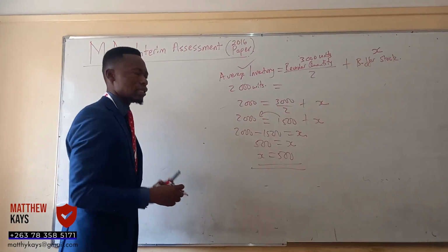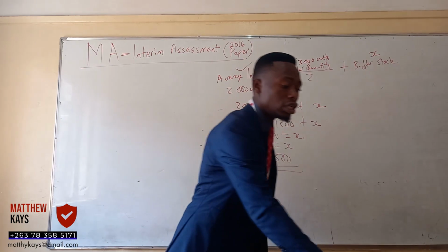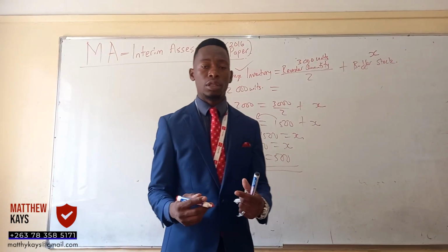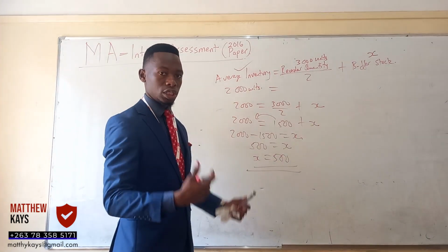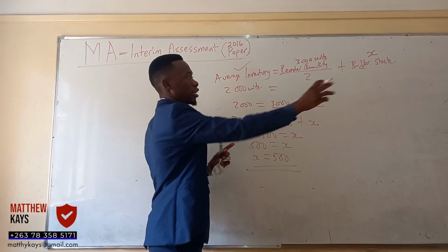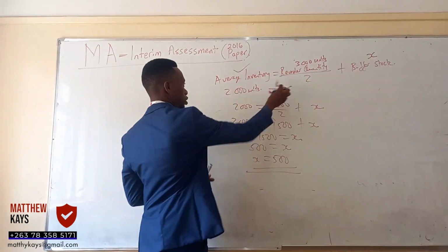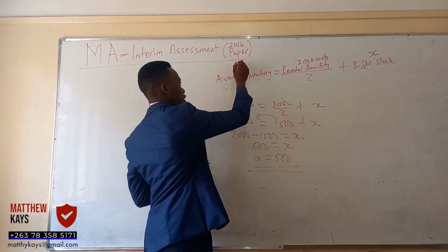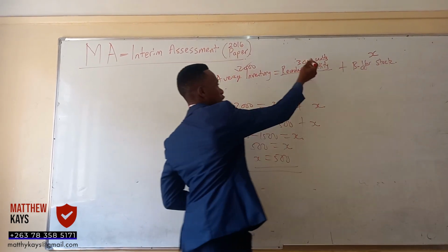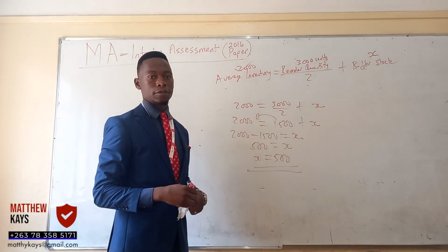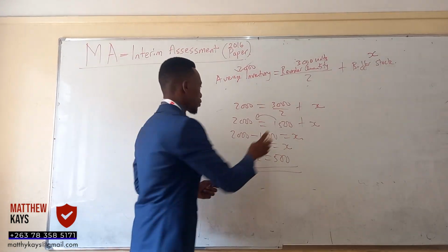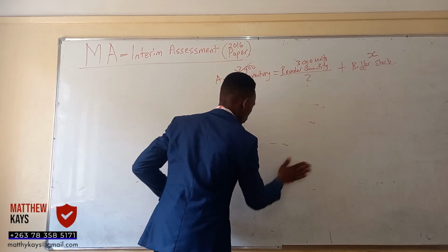So are you seeing this? I didn't rewrite the formula. You don't need to change the formula when they want you to calculate something that is missing. You don't change the formula. Just write the formula as it is, then you substitute. The average inventory was given, it was 2,000, the reorder quantity 3,000, and this is my X. You follow the steps, right? Then you get it right. All right, fine.